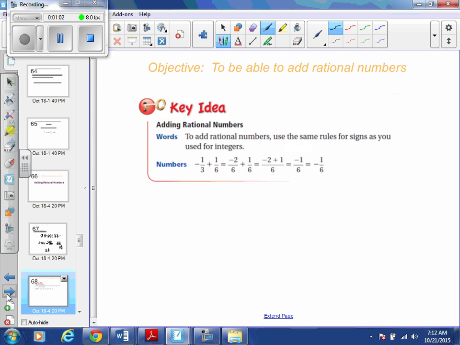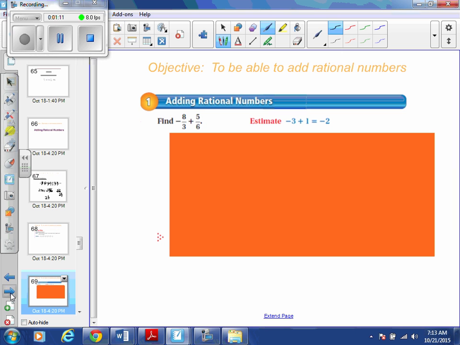Okay, to add rational numbers, all you do is take the rules that we apply to integers for adding negatives and adding positives, and you apply them to what we do with fractions and decimals. So first, -8/3 plus 5/6. The book estimates their answer first, which I think is an absolutely fabulous idea, so then you can check if your answer makes sense.